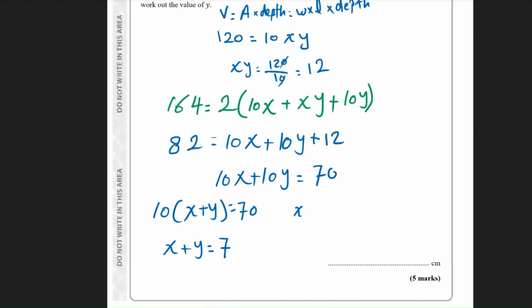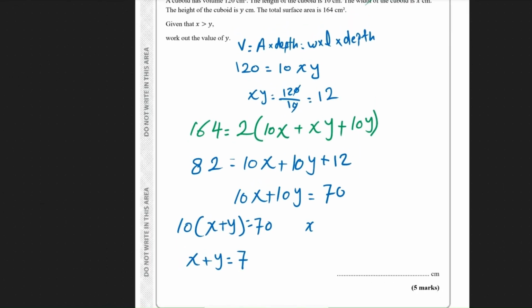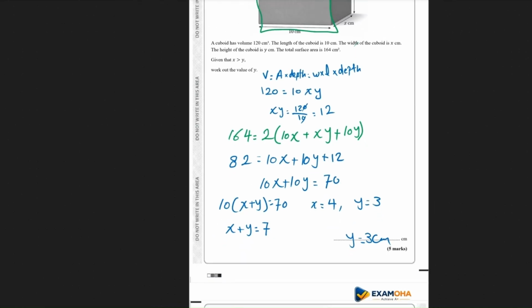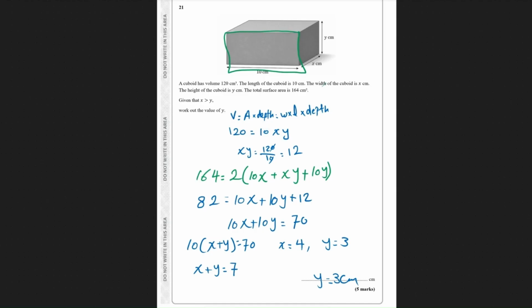But when one piece of information is given in the question itself, say given x greater than y, I know that one of them is 4 and one of them is 3. So if x is greater than y, that means x equals 4 and y equals 3. Work out the value of y, so y equals 3 centimeter. And this is your final answer for this question.